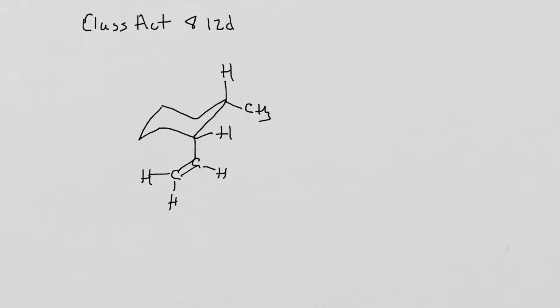This is a question about class activity 812D and specifically how to determine the absolute configuration at that chirality center. So the first thing we want to do is, of course, look at all the atoms that are bonded to that chirality center, which I've circled here, and we can see that hydrogen is going to be the lowest priority, or 4. But the other atoms that are attached are all carbons, so we have a three-way tie. So that means we need to look at what's attached to those carbons.